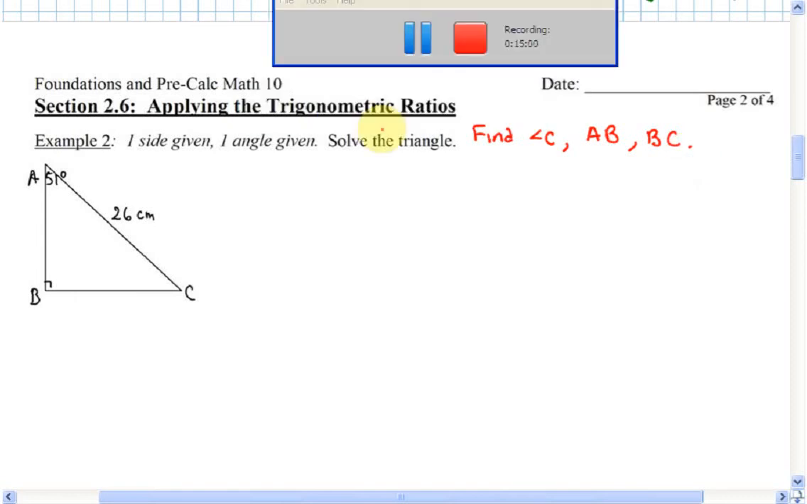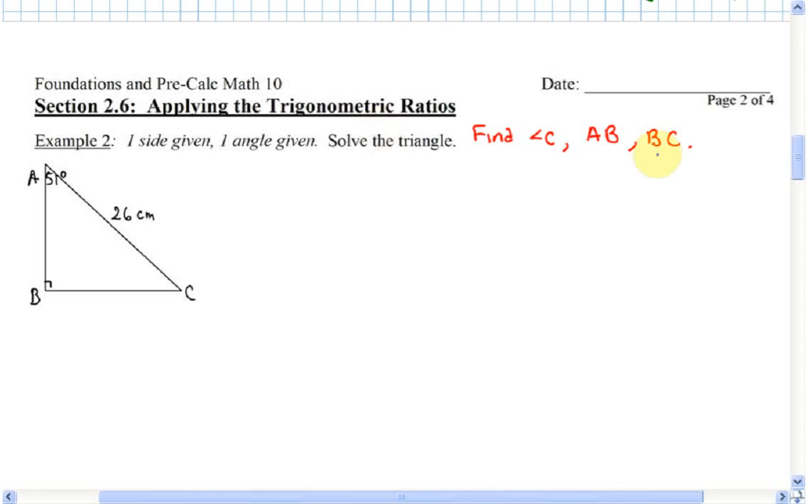Which would you like me to do first? Find angle C, AB? Which one? Find angle C? Okay. Find BC. Oh, I'm confused. But no, you know what? All the ways work. So let me go ahead and find BC first, just for fun. How would I find BC then? If BC is this, how would I label my triangle? What's 26? That's the hypotenuse. What's x? Opposite. Good. So what ratio should I use?